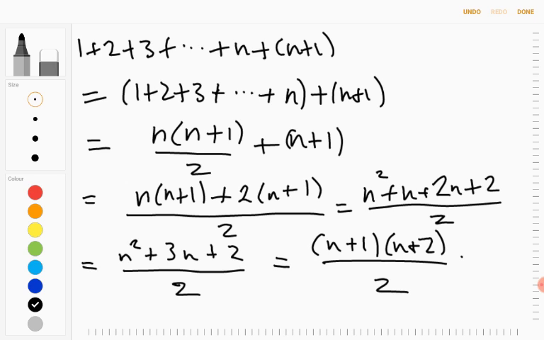So this shows us that if I have a sum of n numbers, the formula that we use to describe the sum is correct, and we did that with proof by induction.